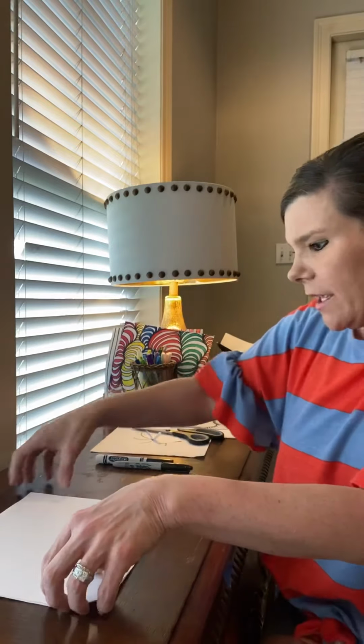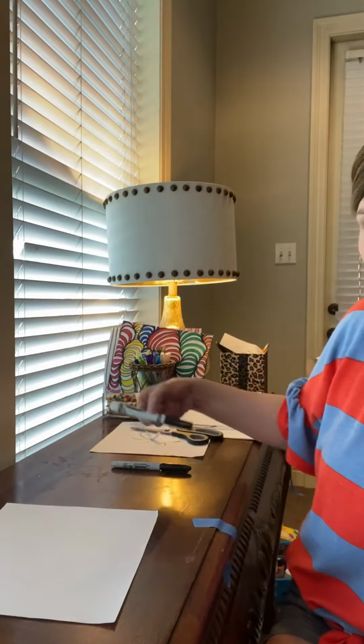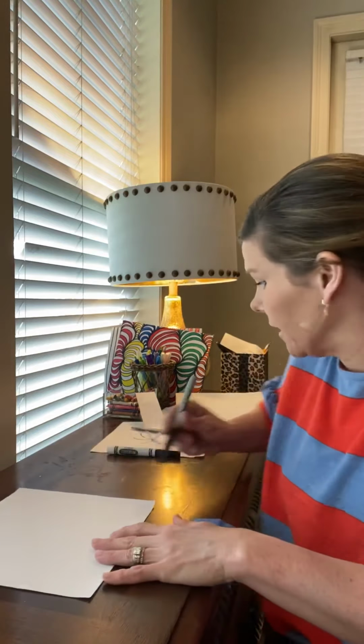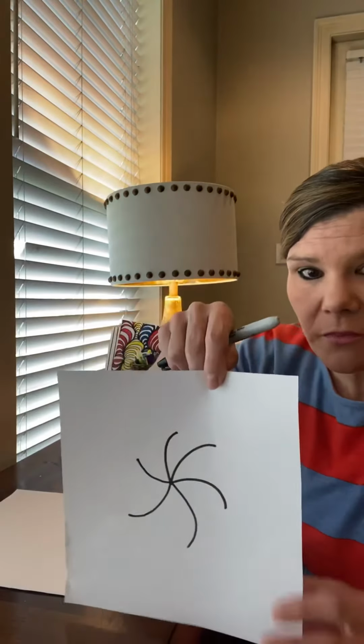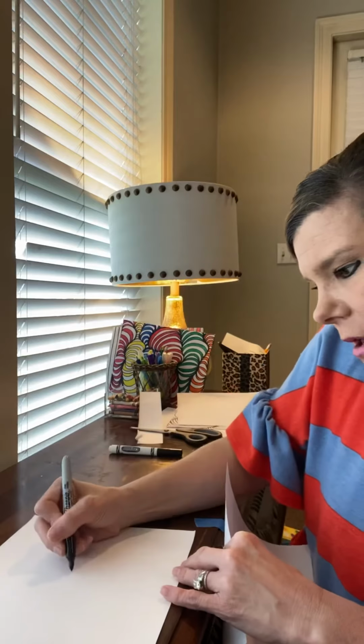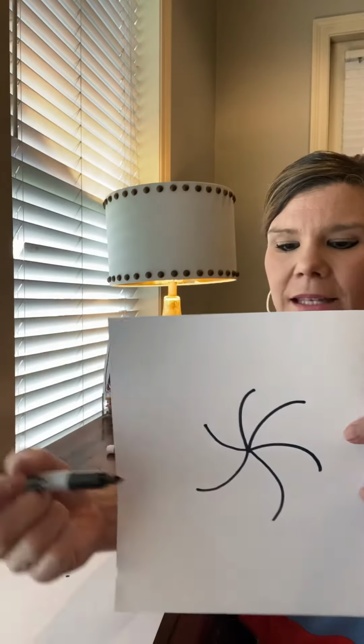All right, so once we get our paper cut, we are going to need a black marker. It can be a Crayola marker, a Sharpie, a ballpoint pen, or a black crayon. That's up to you. The first thing we're going to do is make a dot in the center of our paper. So find the middle of your paper and make a small dot. From that dot we are going to be making kind of like a windmill, 6 curved lines.